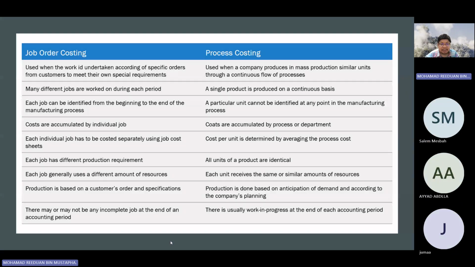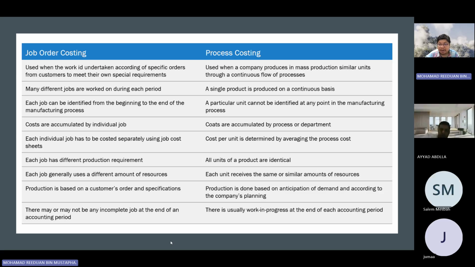In job order costing, each job can be identified from the beginning to the end of the manufacturing process, whereas in process costing a particular unit cannot be identified at any point in the manufacturing process. In job costing, costs are accumulated by the individual job, while in process costing, costs are accumulated by process or department. In job order costing, each individual job has to be costed separately using the job cost sheet, whereas in process costing the cost per unit is determined by averaging the process cost.